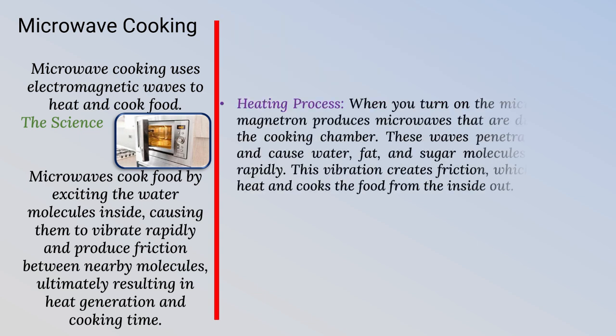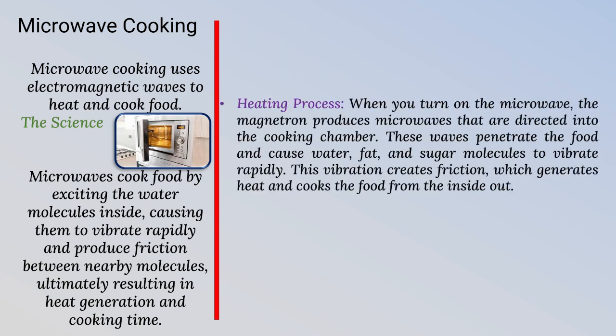Okay. Now, the heating process, how it is heated. When you turn on the microwave, the magnetron produces microwaves that are directed into the cooking chamber. So they are flowing inside the cooking chamber. These waves, while flowing, penetrate the food and cause water, fat, and sugar molecules to vibrate very rapidly. And this vibration creates friction, and this friction in turn generates the heat and ultimately cooks the food from inside out.